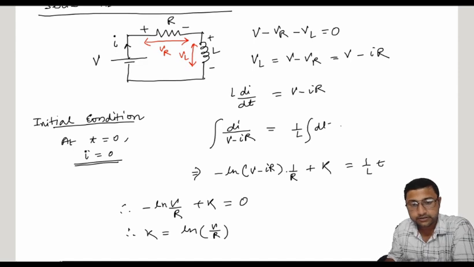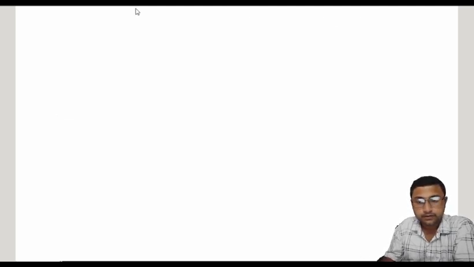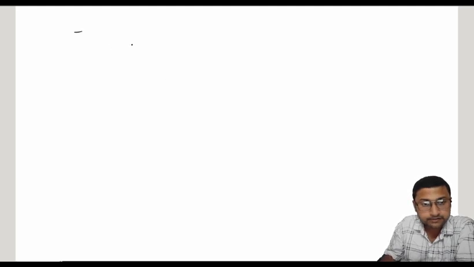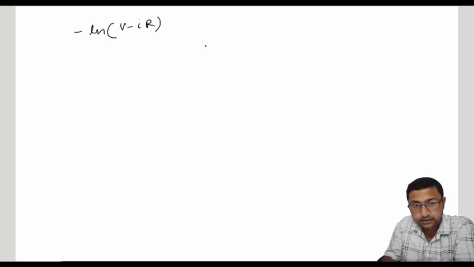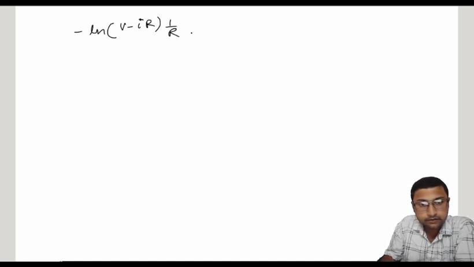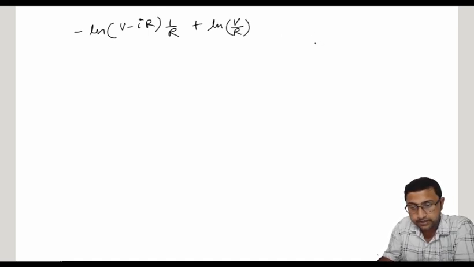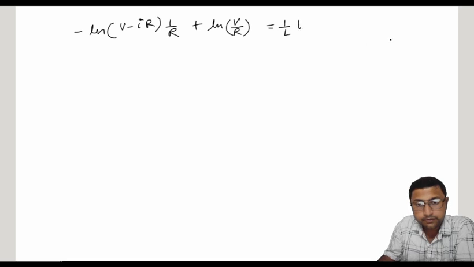So at the initial condition we can derive that the integration constant k is equal to ln V by R. Now if we put the value of k in this equation, what can we write? We can write minus ln(V minus iR) into 1 by R, plus k. What is k? k is ln V by R. That is equal to 1 by L into t.